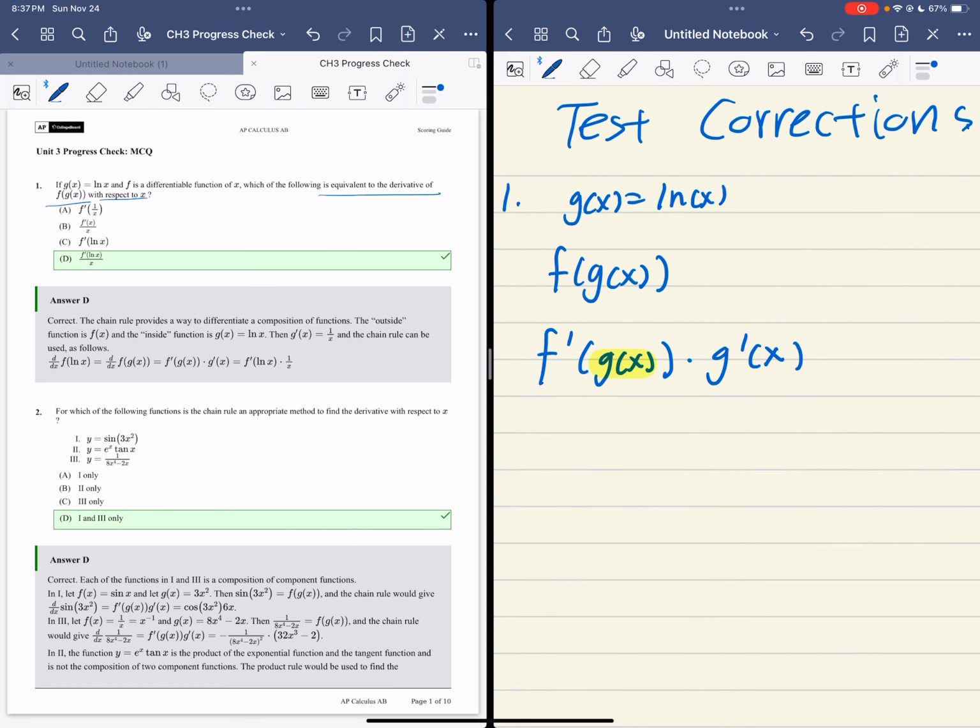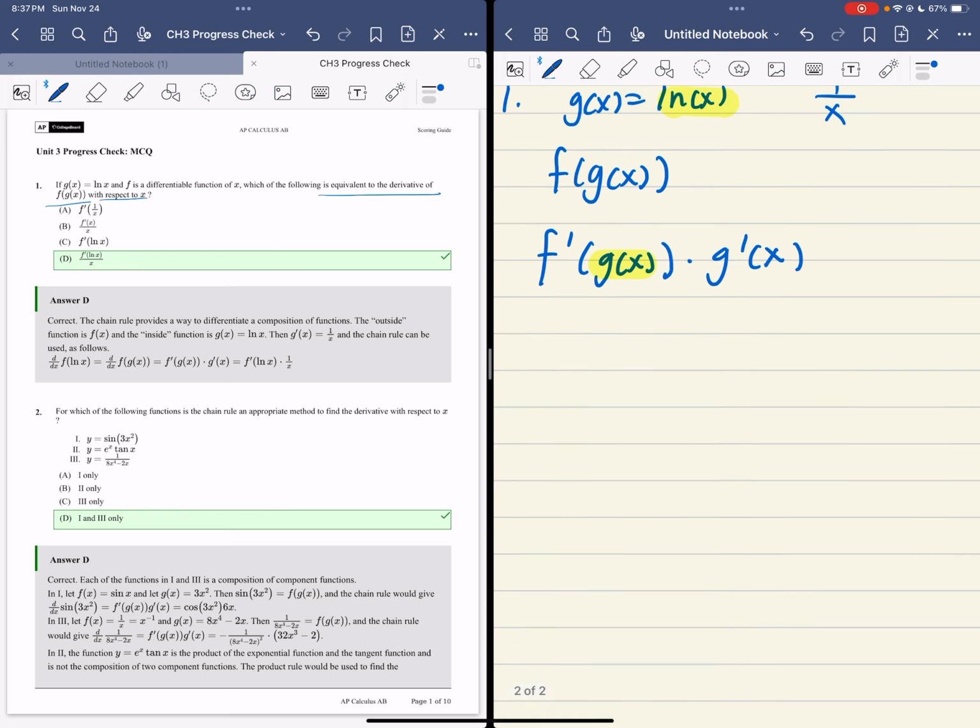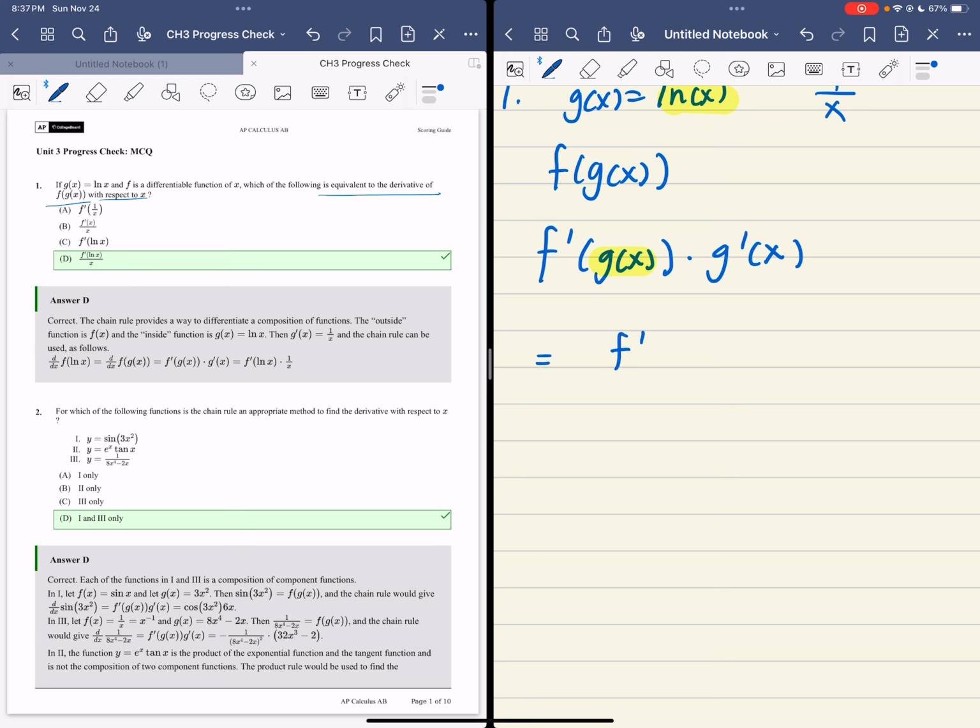Now, remember, g of x is natural log of x, and when you derive it, it becomes 1 over x. So this is the same thing as f prime of, instead of g of x, let me put natural log of x, times g prime of x, which is 1 over x. So when you rewrite it, you can write it like this: f prime of natural log of x over x. So the answer is going to be D. It's very simple.